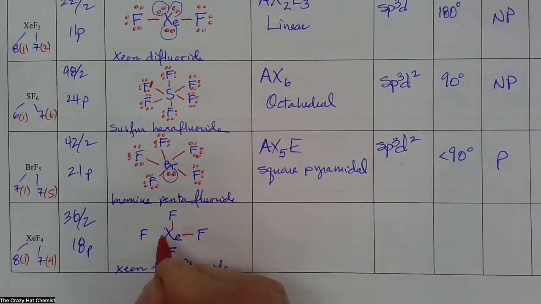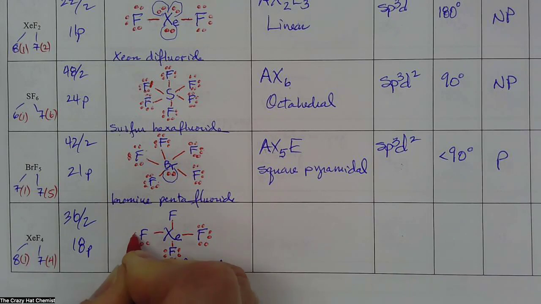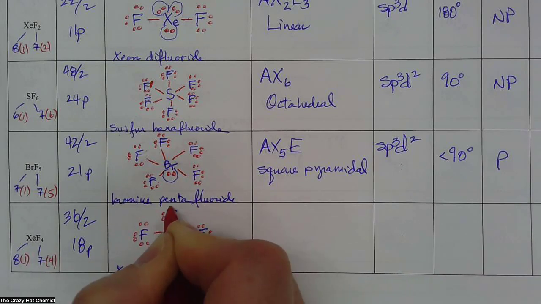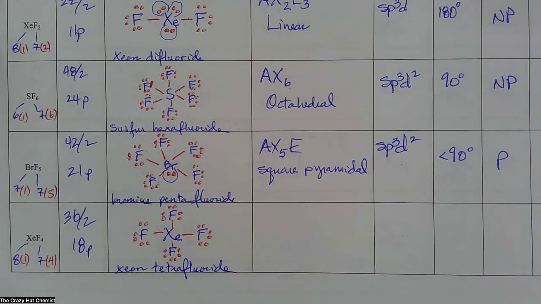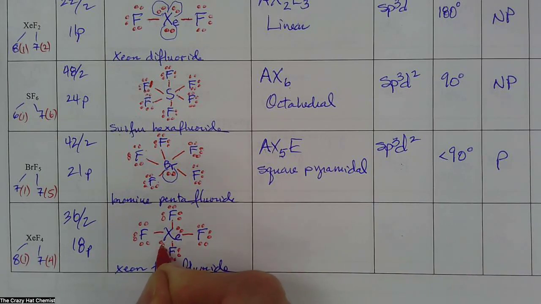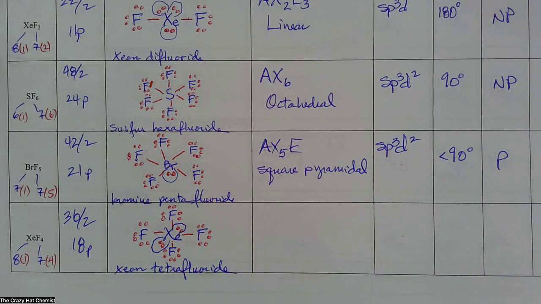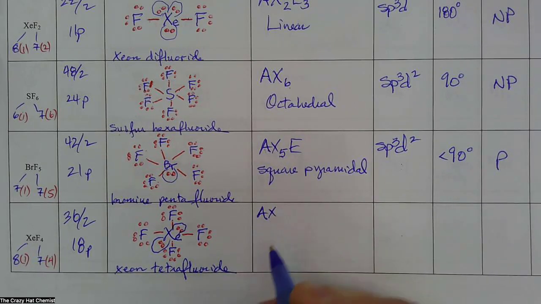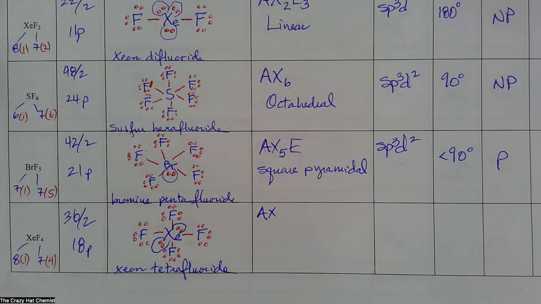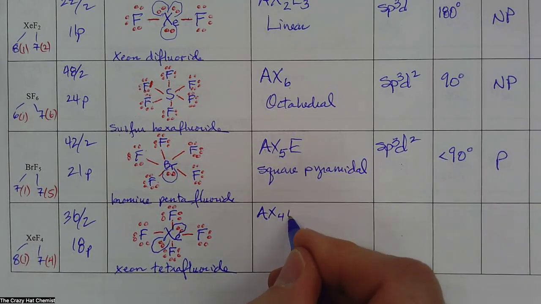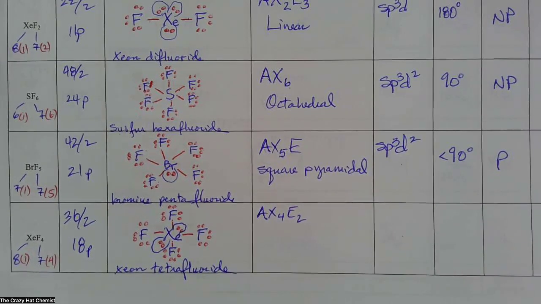18 pairs. So that's 1, 2, 3, 4, 5, 6, 7, 8, 9, 10, 11, 12, 13, 14, 15, and finally 16. Wait, 16, I've got 18. 17 and 18. Oh yeah, the central atom. Xenon is period 3 or greater. Can it exceed the octet rule? Oh, most certainly it can. So that is AX4E2. The A is for the xenon, the X are for each of the 4 fluorines, and E2 is for the 2 sets of lone pairs of electrons.